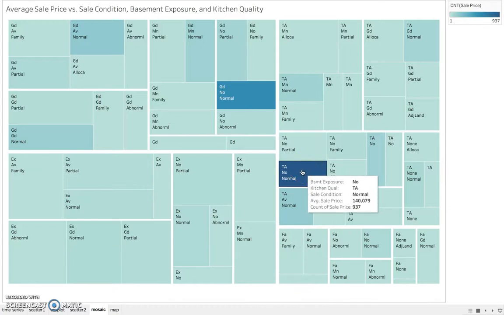We could also notice that this condition will have the most frequent houses. If you don't care about the basement and not very much about the kitchen and you want the sales condition to be normal, you will have the most choices because they have the most houses here.